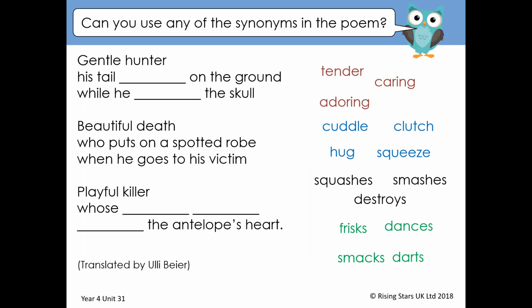Okay, so looking at those synonyms, could you put those different synonyms into the poem? So we've got gentle hunter, his tail, something on the ground. So you're going to choose between these words in red, while his something, the skull. And then beautiful death, who puts on a spotted robe when he goes to his victim. Playful killer, who's something, something, something, the antelope's heart. So if you go back in the video to the original poem, you can see what these words are.